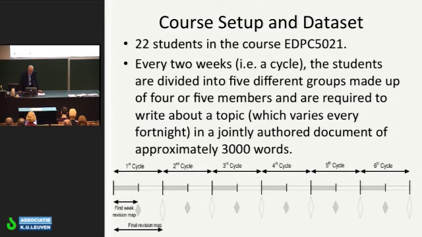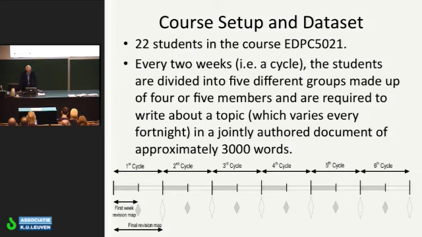The particular structure here is that we put students into teams of 4 to 5 students for 2 weeks each, and they had to together write a Google Docs document around a topic, word length 3,000, so that's a medium-sized document. And both the team membership as well as the topic changed every 2 weeks.